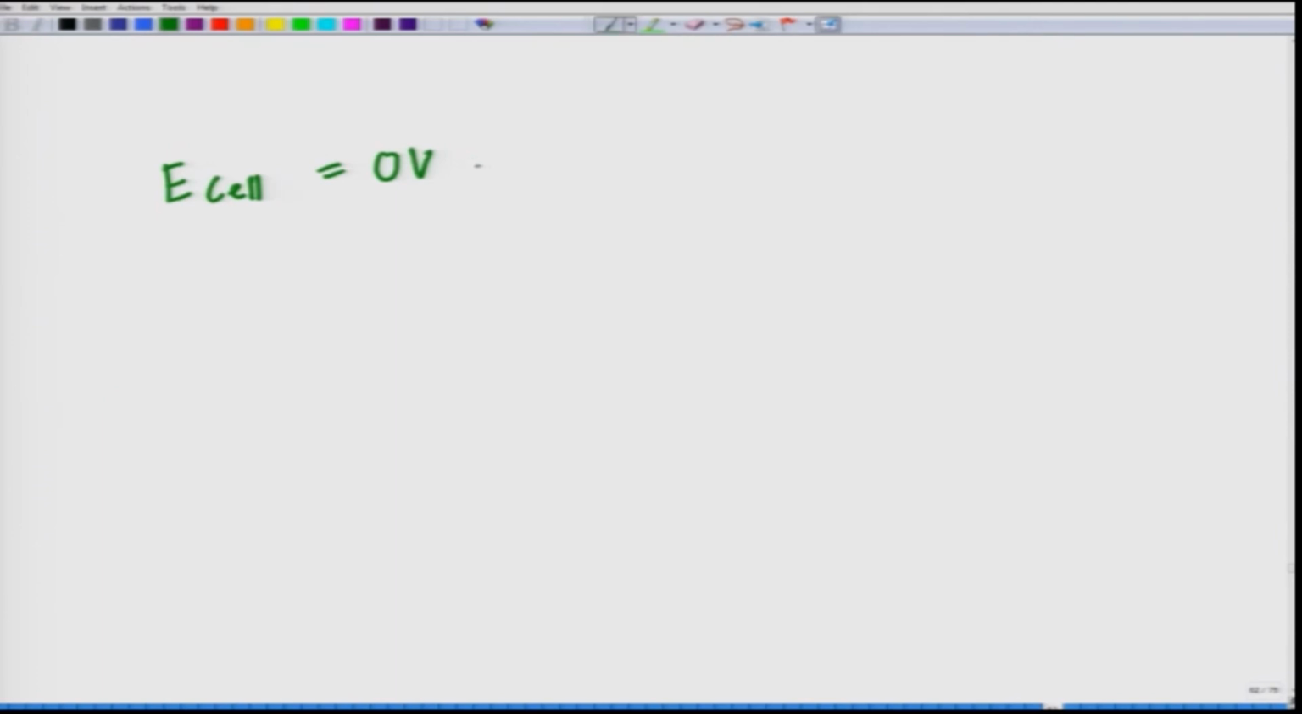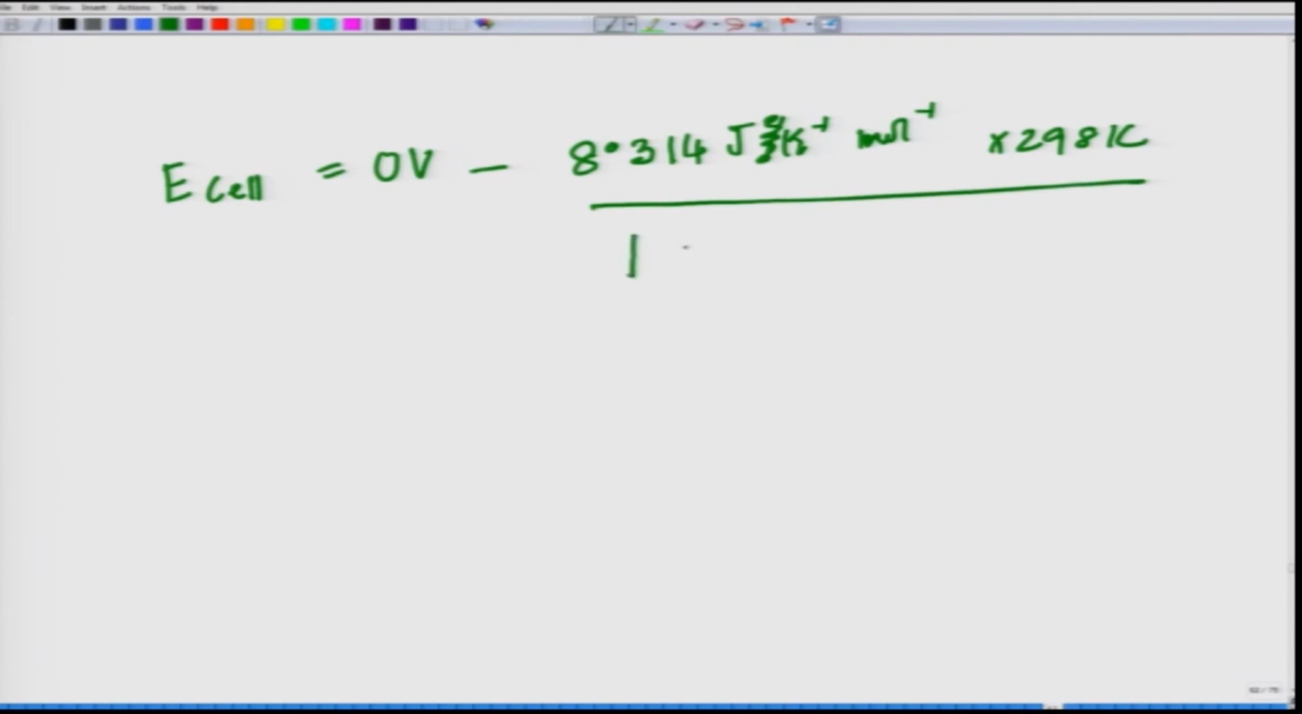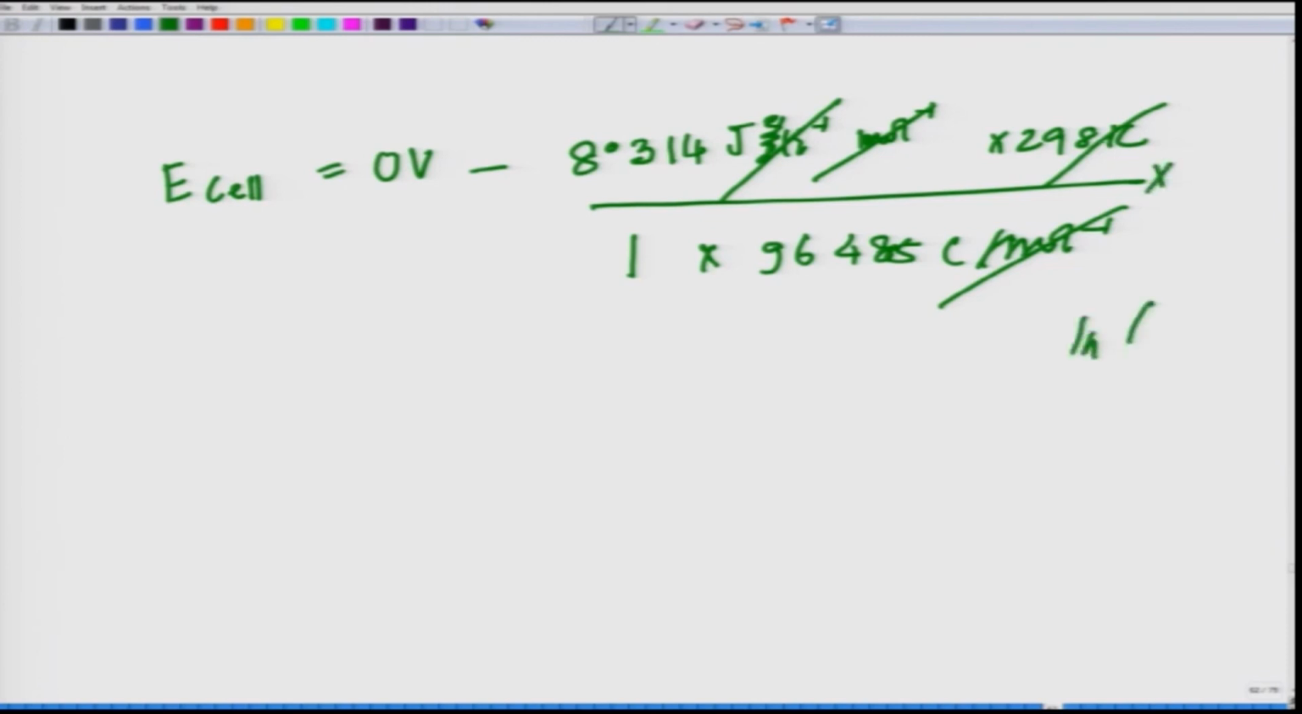Now, E cell is equal to 0 volt minus, putting in the values, R, the gas constant, 8.314 joules per Kelvin per mole, multiplied by 298 Kelvin, which is 25 degrees centigrade, with 1 electron transferred, which is z, multiplied by Faraday's constant, 96,485 coulombs per mole. The moles cancel and the Kelvins cancel, and then it is multiplied by the natural log of 0.1 divided by 0.5. What you essentially get is 0.04 volt.